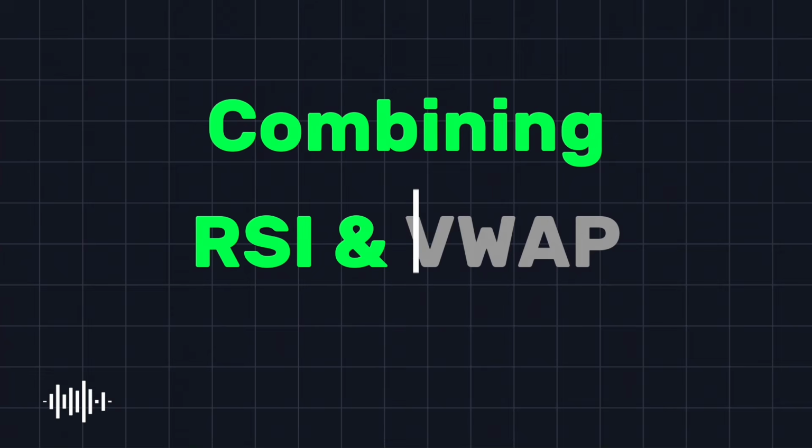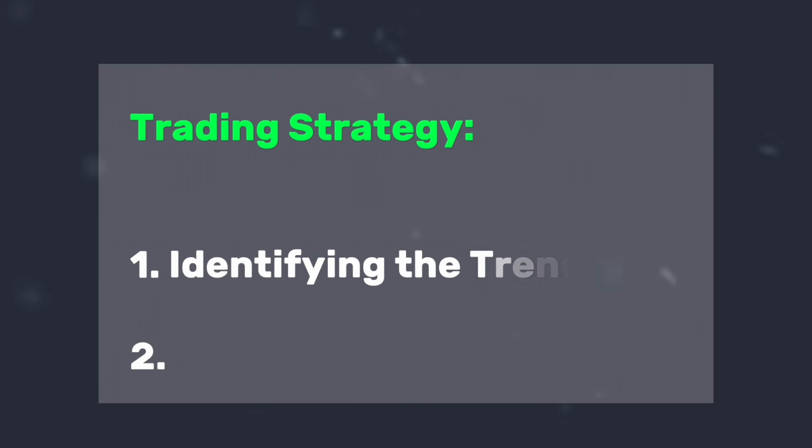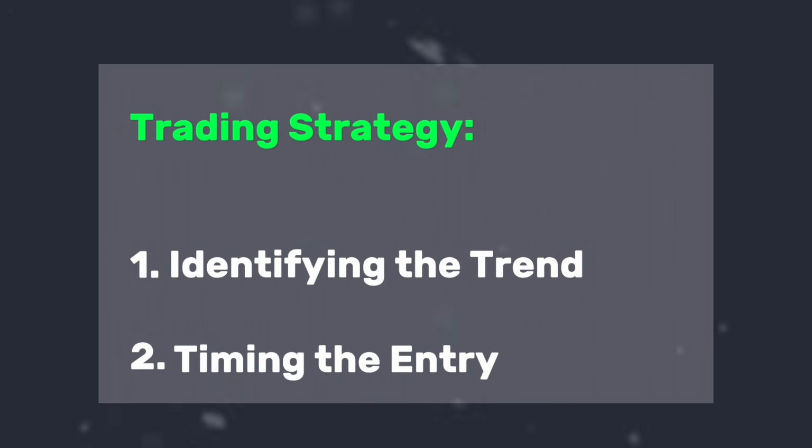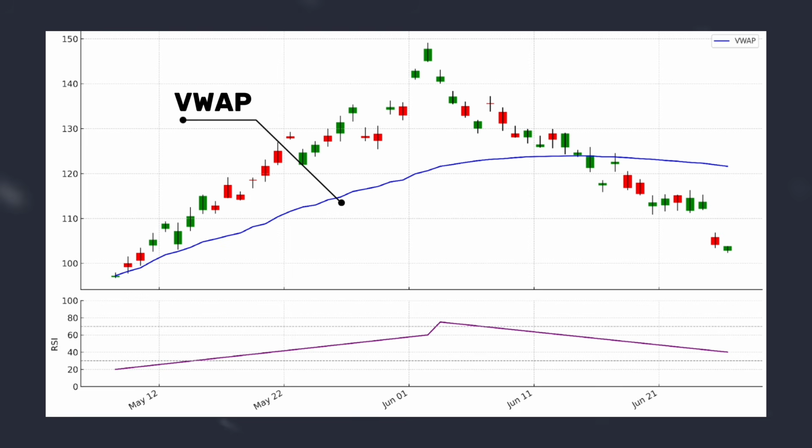Combining RSI and VWAP. As you know, every solid trading strategy has two essential components. One for identifying the trend, and one for timing the entry. In this setup, VWAP acts as our trend filter. It tells us whether we should stay in a bullish or bearish mindset. Then, we use RSI as a trigger to find precise entry points.